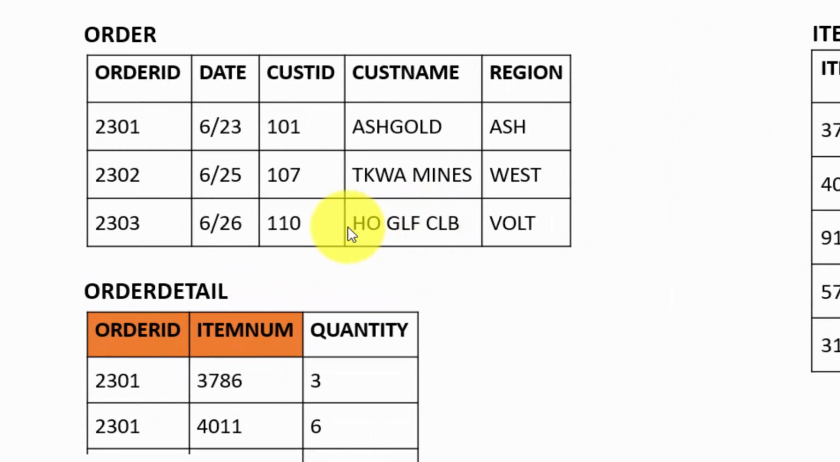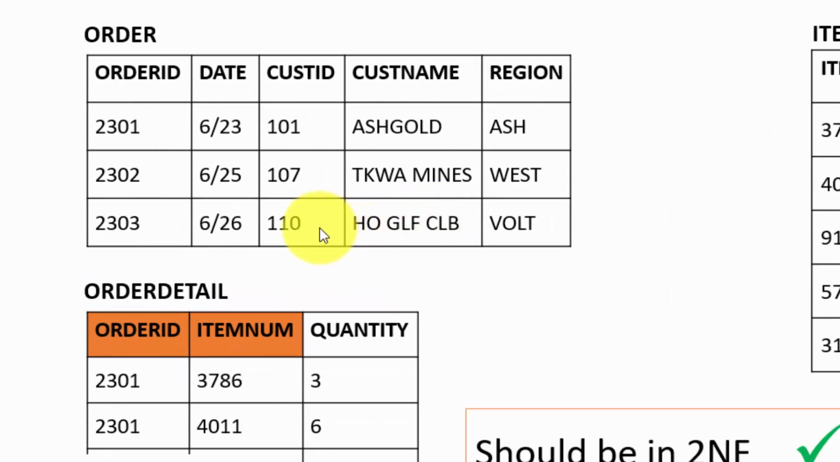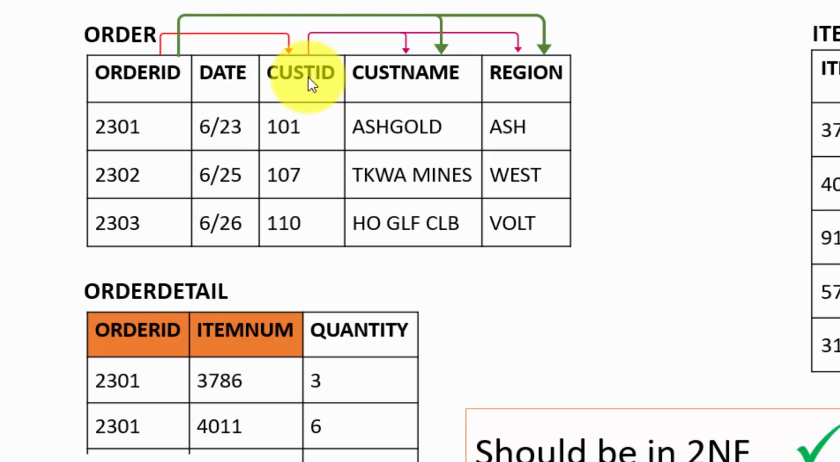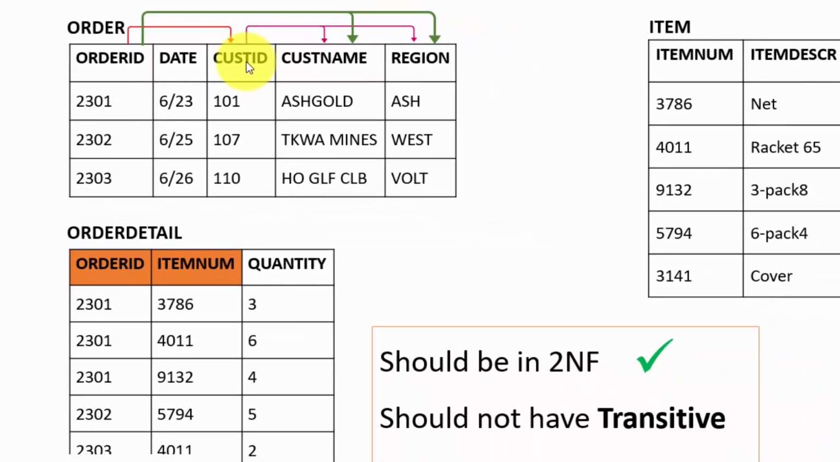When you check the order table, you realize that customer ID depends on order ID. Of course, you need to know the order ID to know the customer who placed it. But then, customer name and region depend on customer ID. So transitively, these two depend on order ID. And that is what we are removing in third normal form.